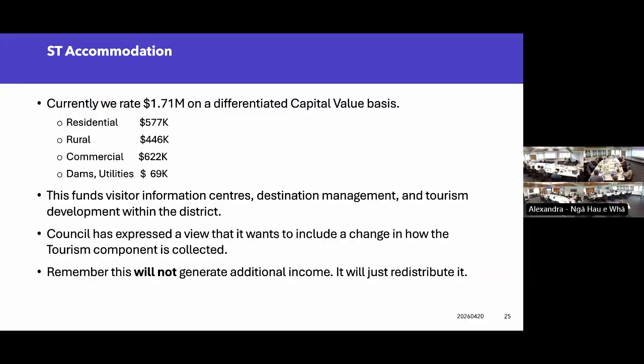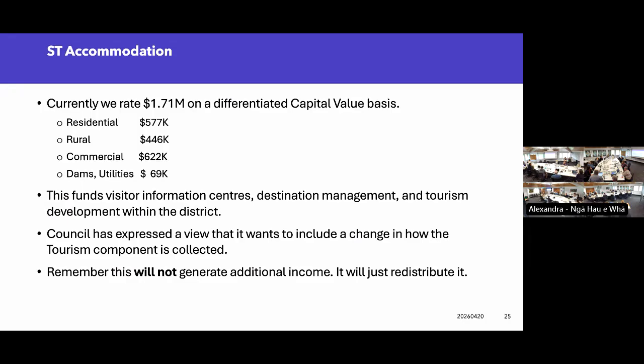Inclusive of GST, we currently rate for about 1.71 million. And it's differentiated on a capital value basis. So the residential pays just under 600, rural 450, commercial a smidge over 600k, dams 69. The tourism rate, sorry, that includes your accommodation providers who contribute to that rate. It funds visitor information centres, destination management and tourism development within the district.